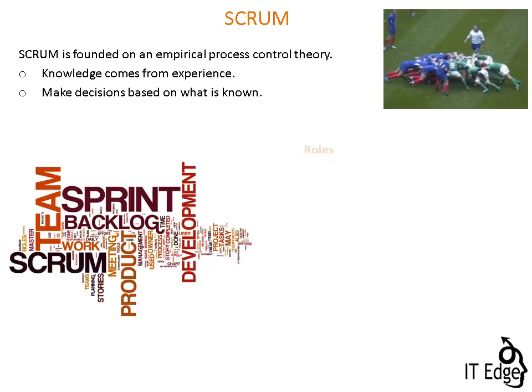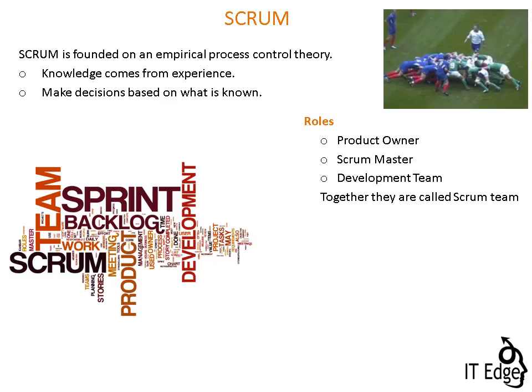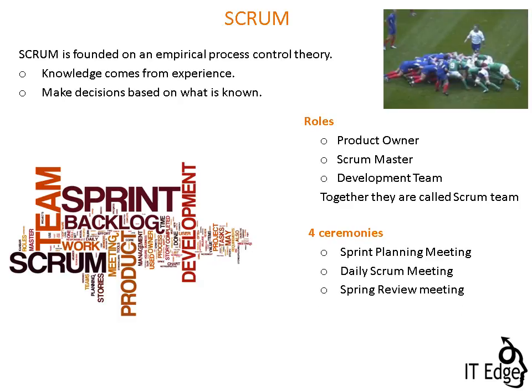The roles of Scrum are product owner, Scrum Master, and development team. Together they are called Scrum Team. Scrum operates with four ceremonies: sprint planning meeting, daily Scrum meeting, sprint review meeting, sprint retrospective.